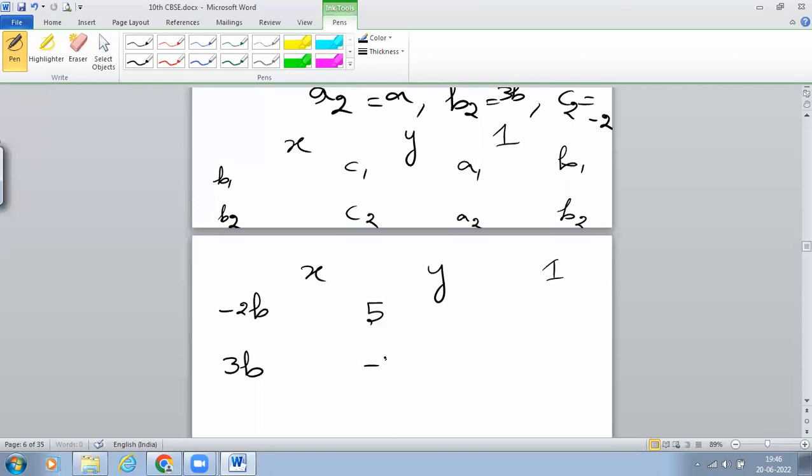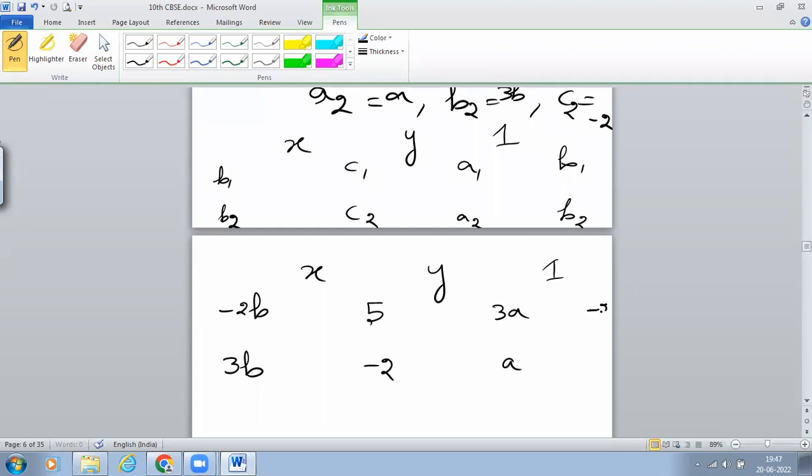And what is C2? That is minus 2. And in the place of A1, we have to write the value of A1. A1 is 3A. And what is the value of A2? A2 is A. Again, we have to end with the same B1, B2. The starting one is also B1, B2. So B1, B2, C1, C2, A1, A2, and again B1, B2.